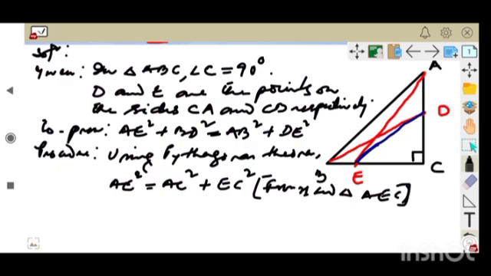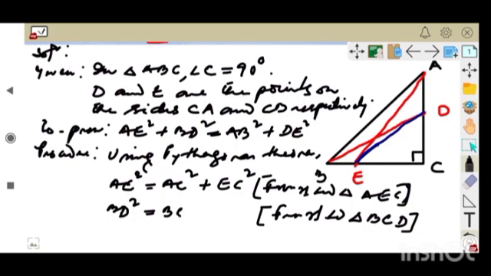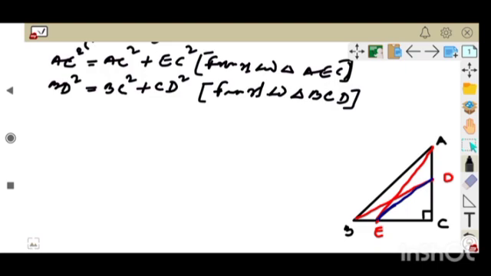Next we'll take triangle BCD. First I'll write here, let me say from right angle triangle BCD. Okay, so in this triangle BCD, what happened? If we apply Pythagoras theorem, we can write here BD square equal to, we have now BC square plus CD square. Next we'll consider triangle ABC. So here I can write AB square equal to what? You can say AC square plus BC square.